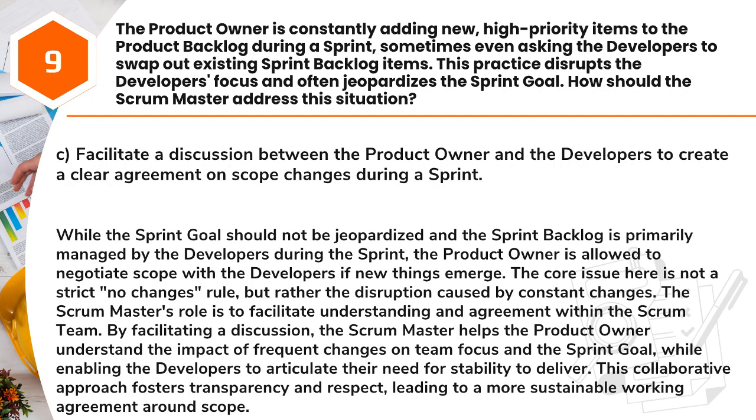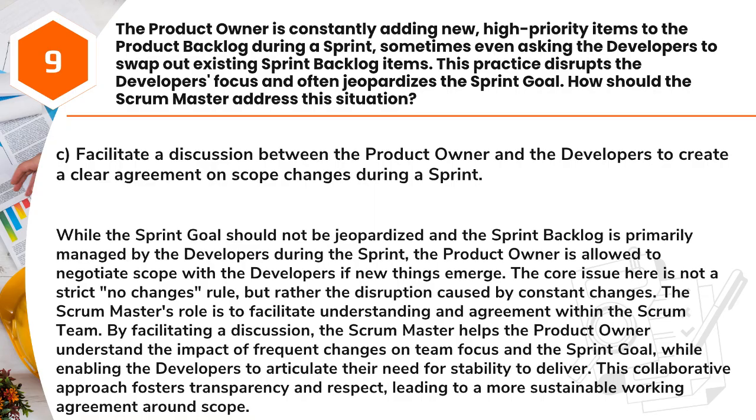Answer: C. Facilitate a discussion between the product owner and the developers to create a clear agreement on scope changes during a sprint. While the sprint goal should not be jeopardized and the sprint backlog is primarily managed by the developers during the sprint, the product owner is allowed to negotiate scope with the developers if new things emerge. The core issue here is not a strict "no changes" rule, but rather the disruption caused by constant changes. The Scrum Master's role is to facilitate understanding and agreement within the Scrum team.